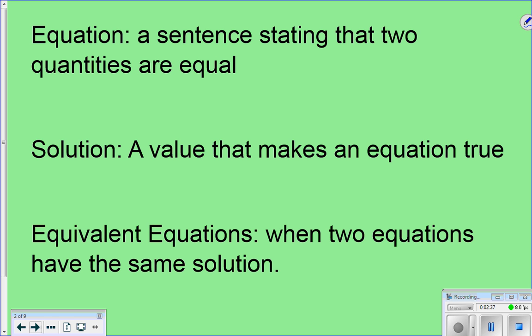Okay, so here's the thing about equations. You've been dealing with equations your whole life and you didn't even know it. Okay? This would be considered an equation. If I say the definition is this, a sentence stating that two quantities are equal, why would I say that this is an equation?